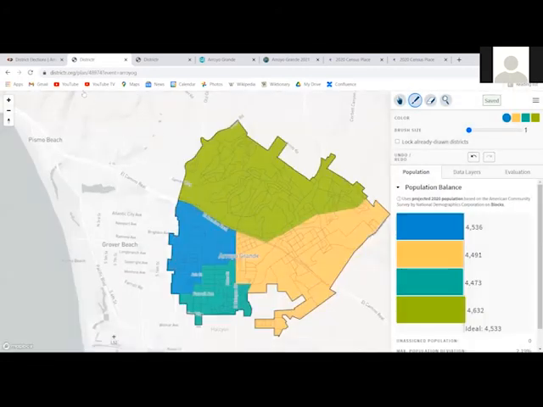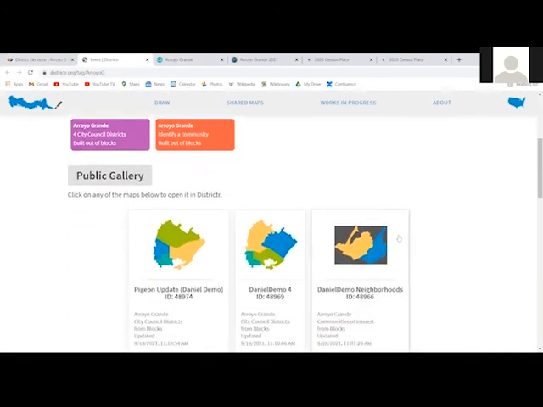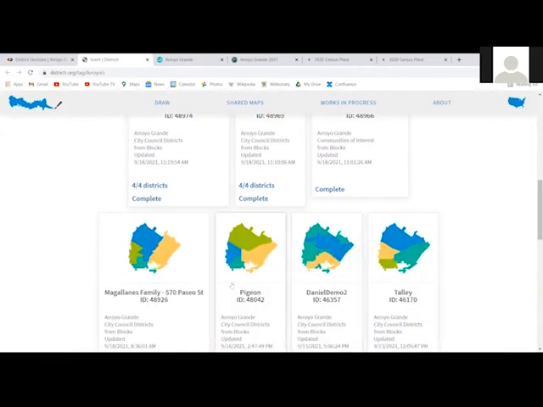Then you will go back to the District R main page, and you will see pigeon update. By putting update, R2, or revised or something like that, it will be clear to us that it is meant to be a revision of the original submission.